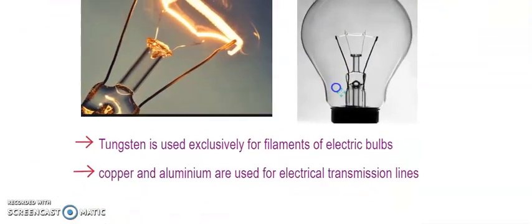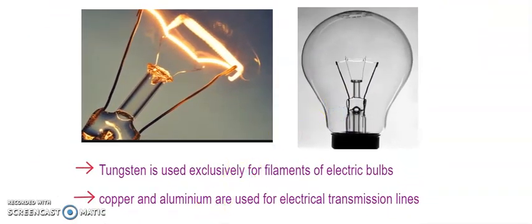Okay. Tungsten is used in the filament, the thin wire inside the bulb. That's called the filament. It again has high resistivity, so it will not easily burn off at a higher amount of current flowing through it. So tungsten is used in bulb filaments. Copper and aluminum are used for electrical transmission lines.